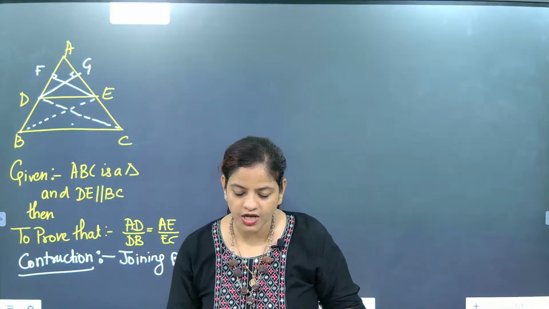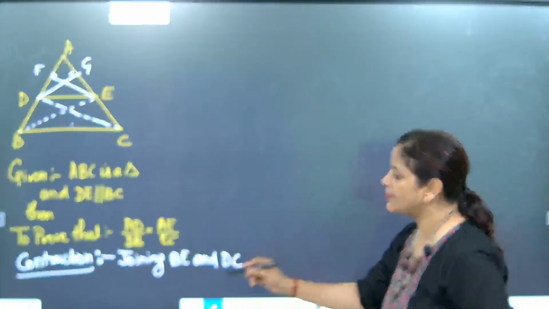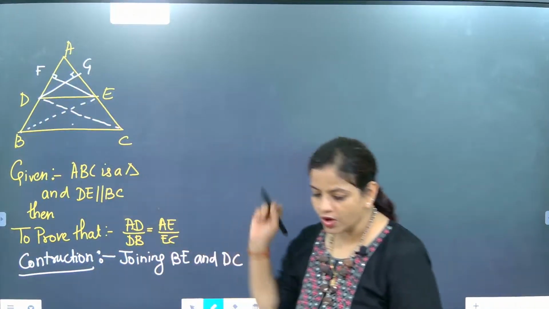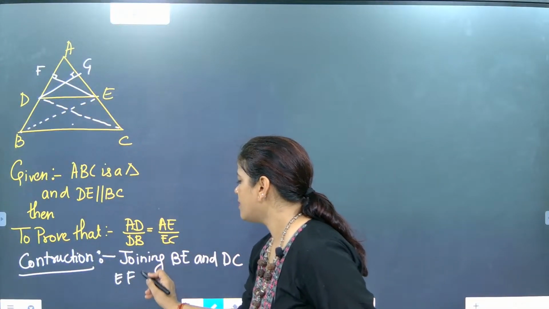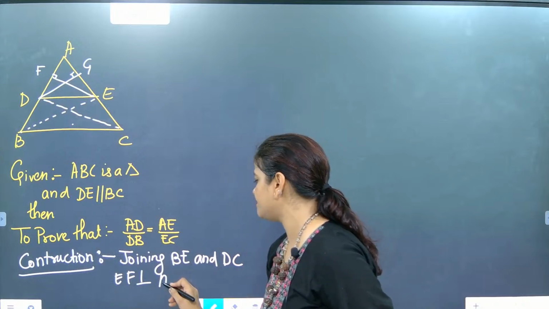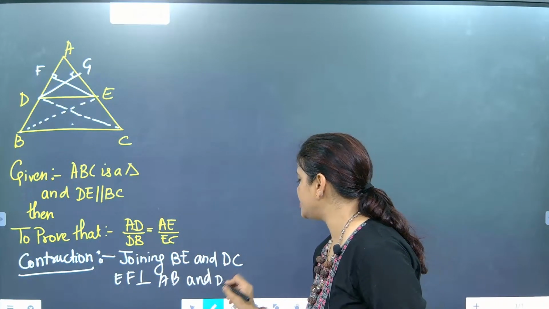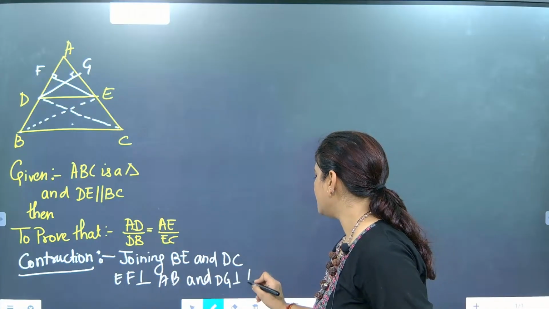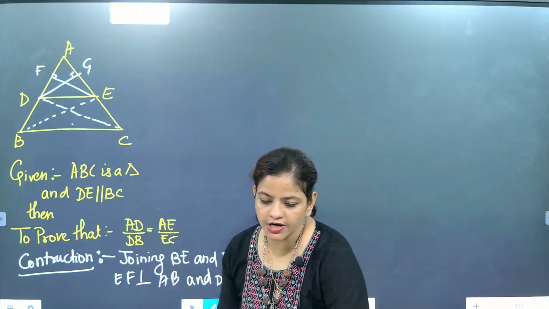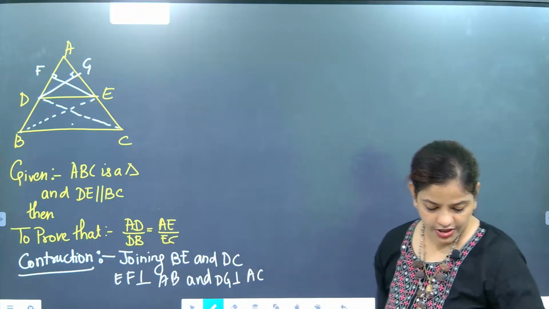Now, beta, look at the construction part. What are we going to write? We will write EF perpendicular to AB and DG perpendicular to AC. Understood? So one by one, I'll explain everything. Don't worry at all.